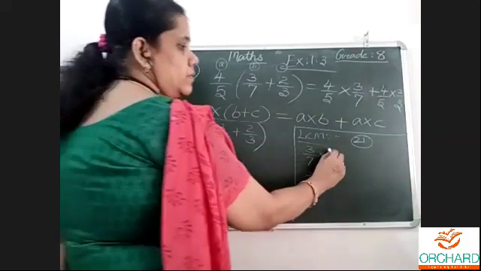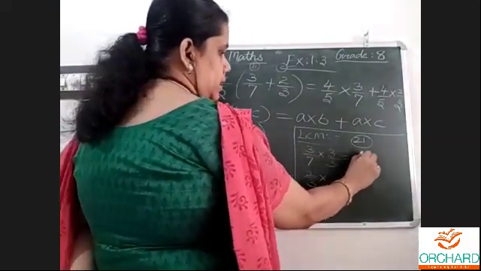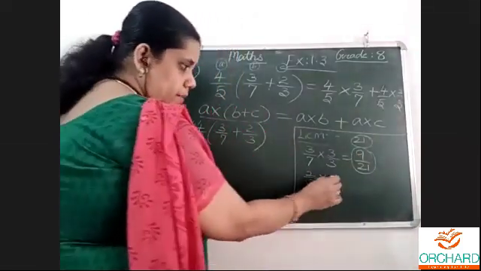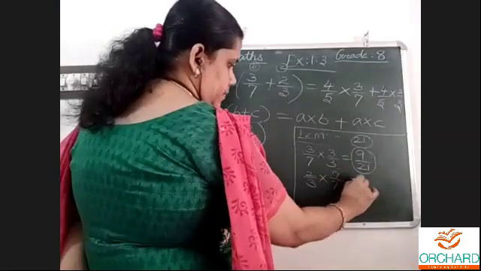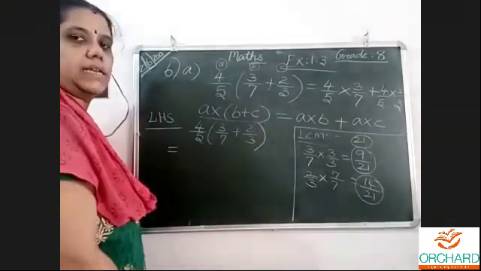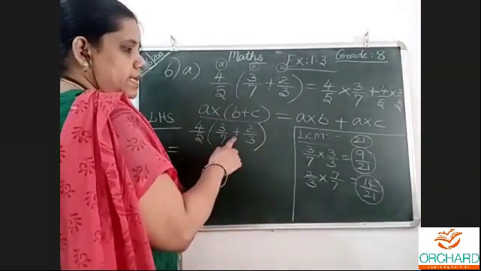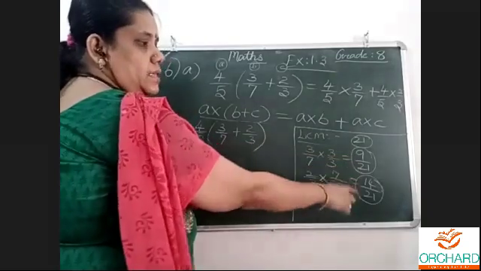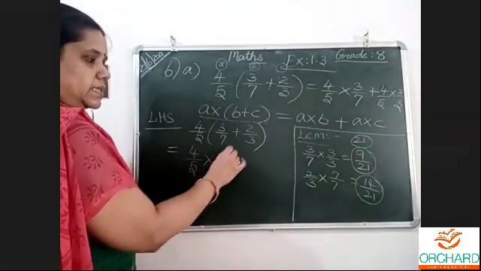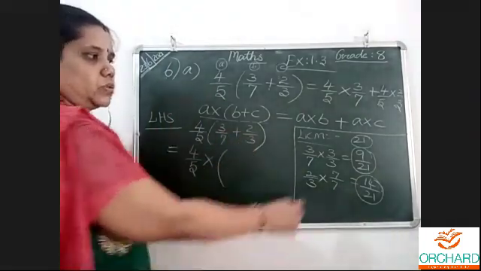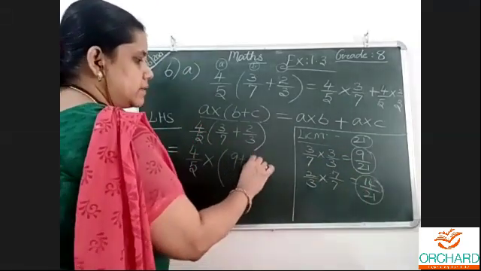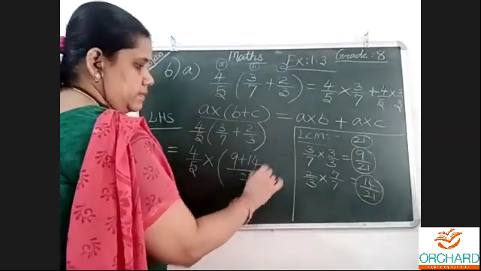So 7 table: 3 3s are 9, 7 3s are 21. Here 3 table: 3 7s are 21, 3 2s are 6... the second number becomes 14 by 21. These are the two numbers. Now this is addition, so adding both. This 4 by 5 will be here only with the multiplication symbol. Inside the bracket adding both: 9 by 21, 14 by 21, that is 9 plus 14 by 21.